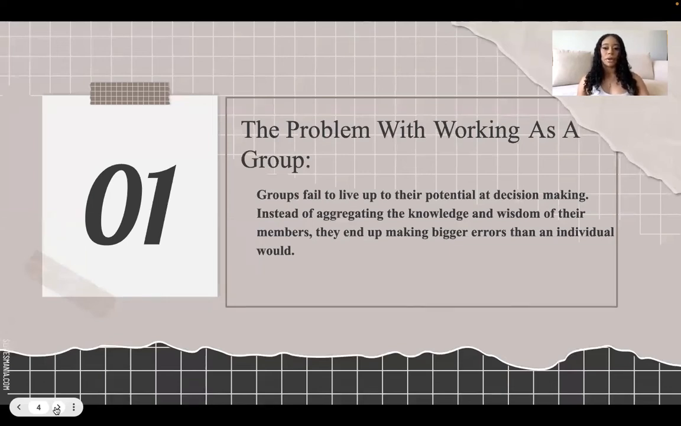The problem with working as a group. Groups fail to live up to their potential at decision-making. Instead of aggregating the knowledge and wisdom of their members, they tend to make bigger errors than an individual would alone.